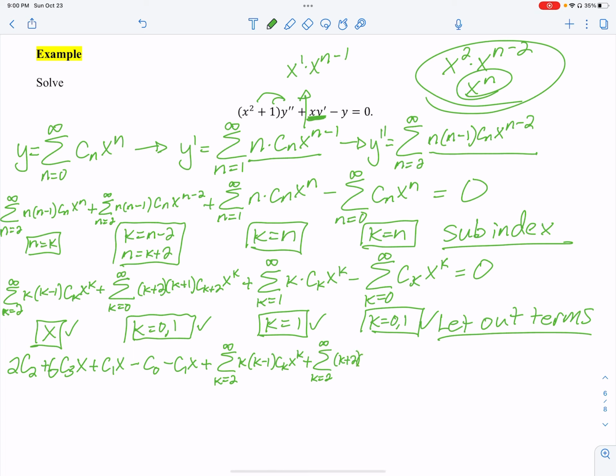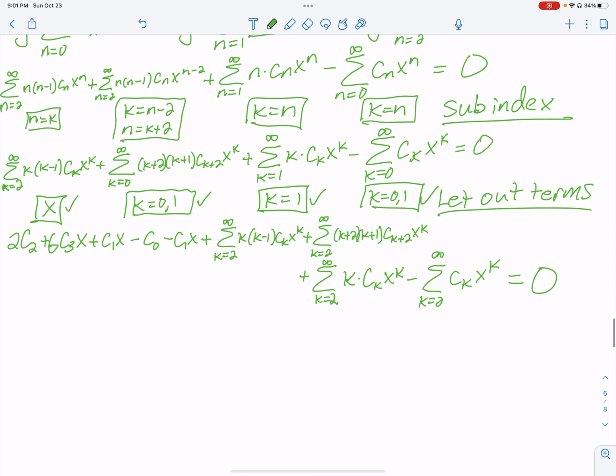So k plus 2, k plus 1, c to the k plus 2, x to the k. I'm going to go down 1 so I don't have to shove these in here. The summation k equals 1 to infinity of k times c_k. Oh, they all should be 2 now, so that should be a 2. c_k x to the k, minus the summation k equals 2 to infinity of c_k x to the k, and all that mess equals 0.